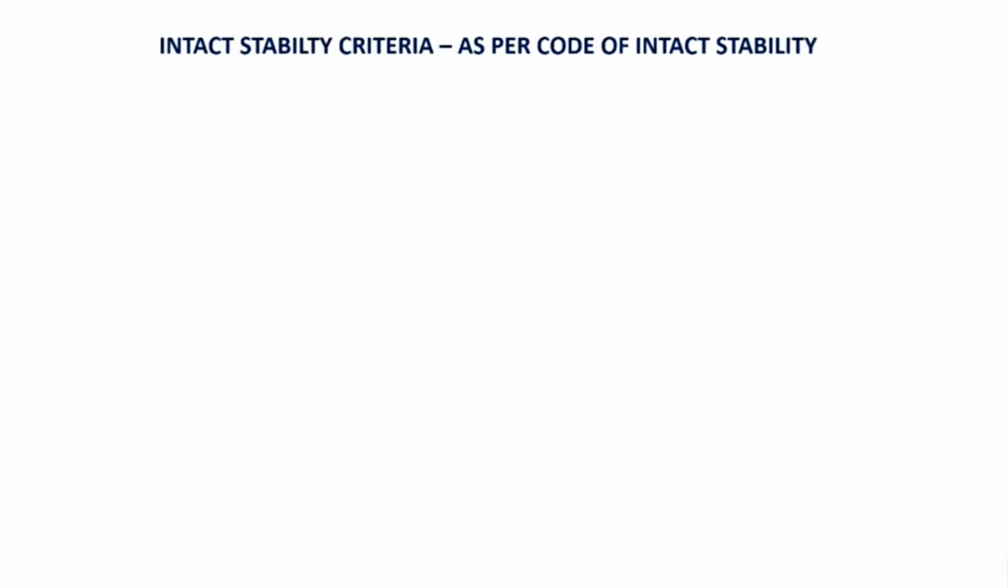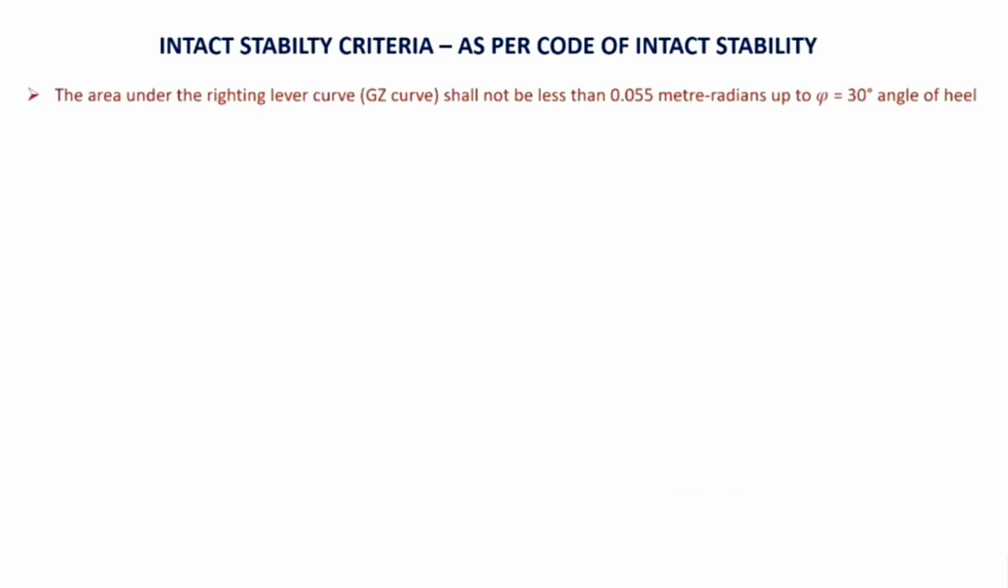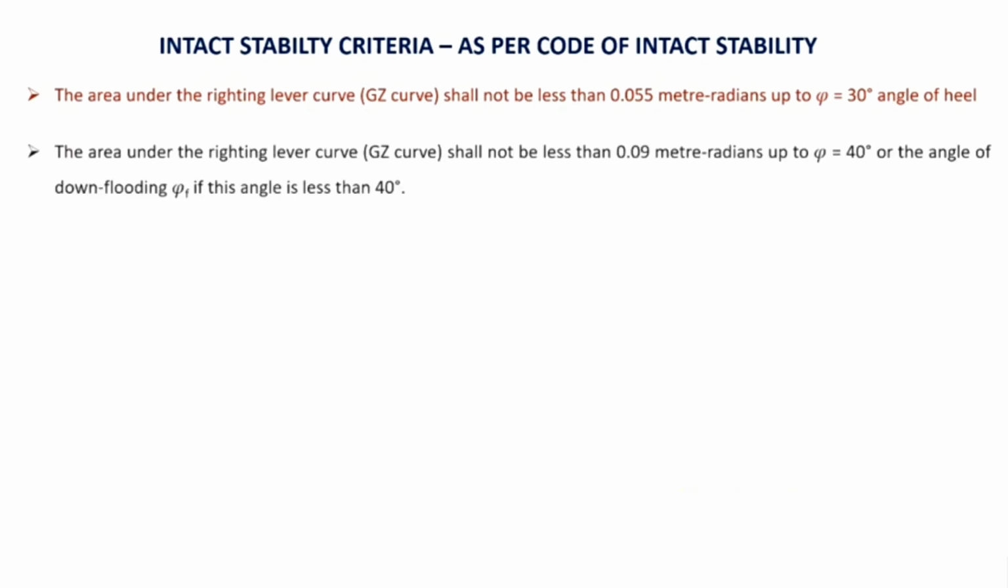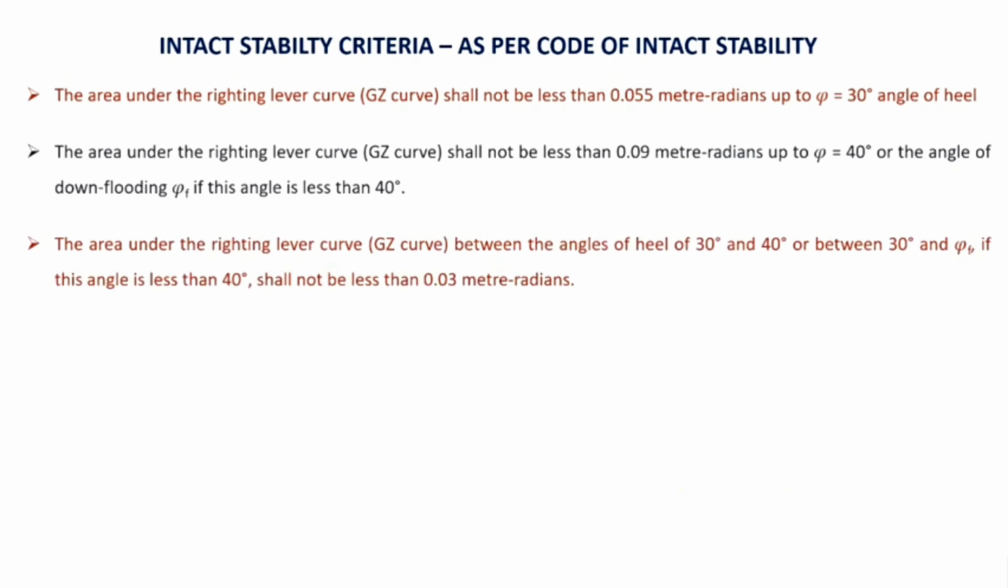Just to take you through the intact stability requirement as per the Code of Intact Stability, which you have done in phase 1, which is on page 5 of your MV ship stability booklet. The area under the GZ curve shall not be less than 0.05 meter radian up to 30 degrees angle of heel. The area under the GZ curve shall not be less than 0.09 meter radian up to 40 degrees or angle of down flooding, whichever is lesser. The area under the righting lever curve between the angle of 30 degrees and 40 or down flooding, whichever is lesser, shall not be less than 0.03 meter radian.